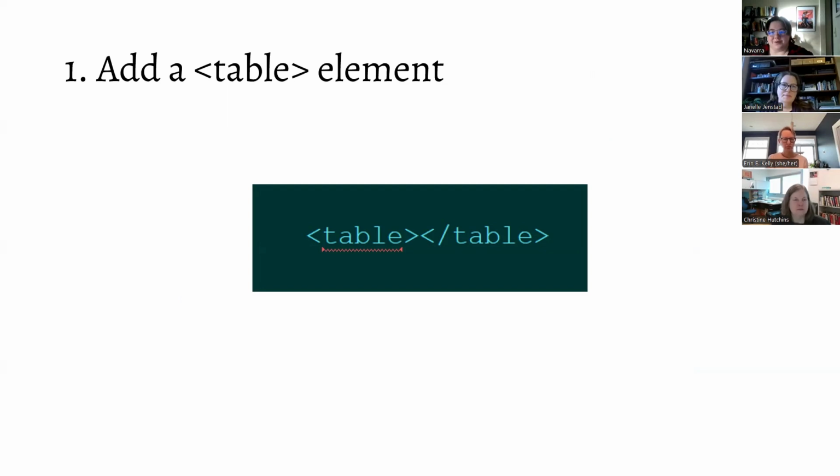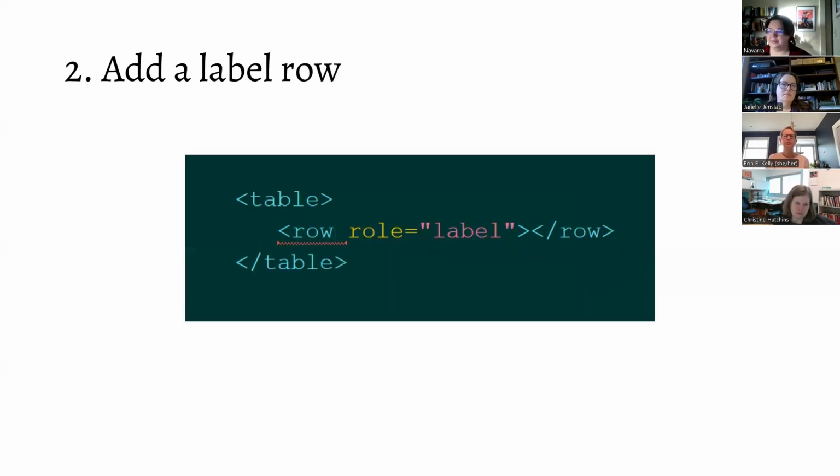Your first step is, of course, to add a table element. Fairly straightforward. And then in your table, you're going to have a list of rows. Your first row needs to have a role attribute with a value of label. This is that kind of list of labels at the top of a table, your headings.